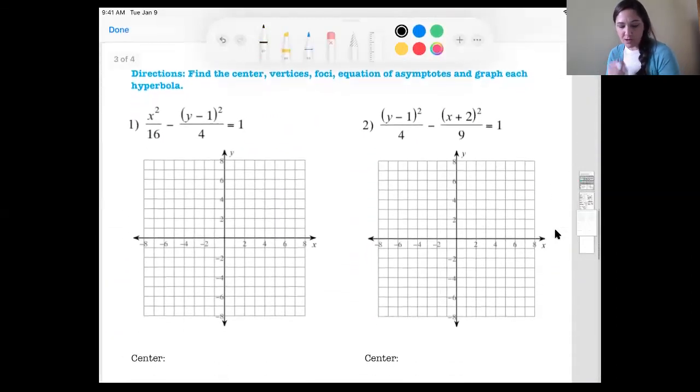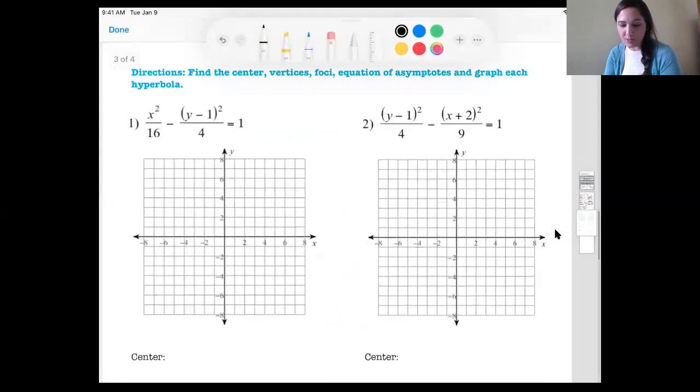So now we may be given an equation and we need to graph it. So we just had a graph and we wrote the equation. Now we're going to do it in the other order. The first thing, it says we need to find the center, the vertices, the foci, the equation of the asymptotes, and then graph them. So I always start by actually graphing them. The first thing I graph is my center. So I look at my equation, I see I have x squared.